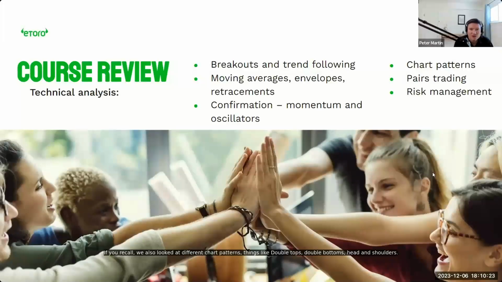If you recall, we also looked at different chart patterns, things like double tops, double bottoms, head and shoulders, and then Japanese candlestick patterns, morning star, evening star, 3 inside up, and so on. And then last week, we talked about risk management and position sizing, that really essential part about not trading too aggressively, not taking on too much, and how if you don't manage your risk correctly, then you can even turn a winning strategy into a way to lose.